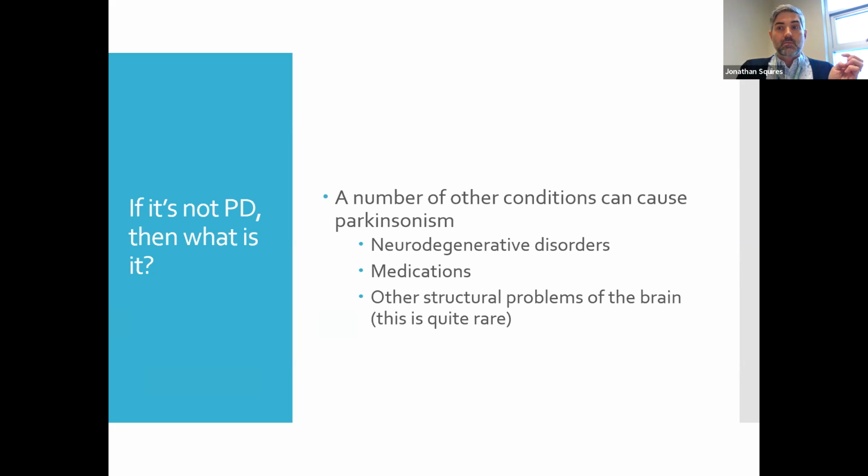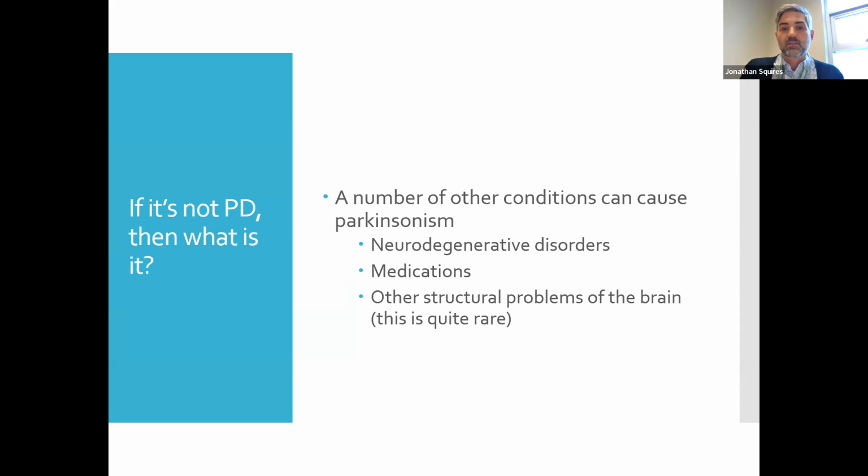More importantly, there's another group of neurodegenerative disorders that can very closely mimic Parkinson's disease. It's important because those diseases, while very similar, tend to progress more rapidly and don't respond very well to treatment. Those are not things that we enjoy diagnosing. Fortunately, they're uncommon.